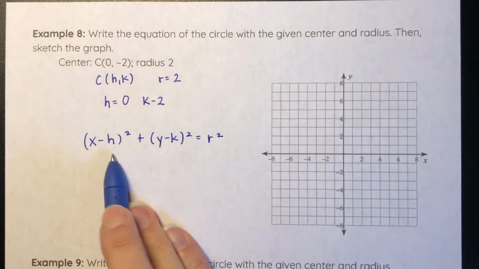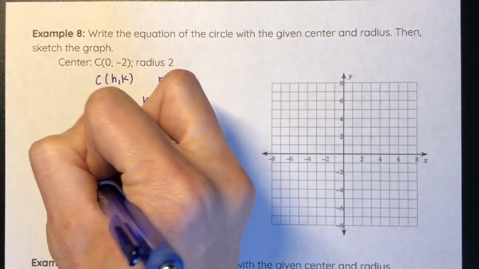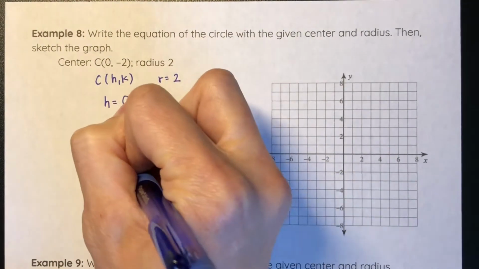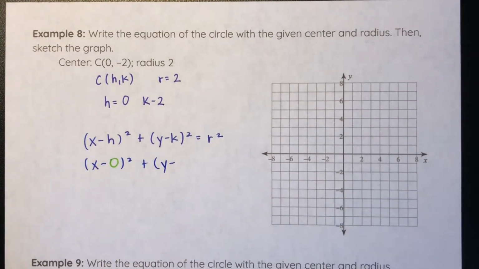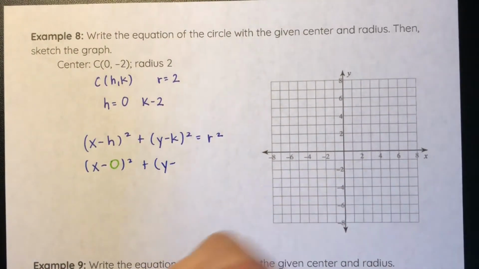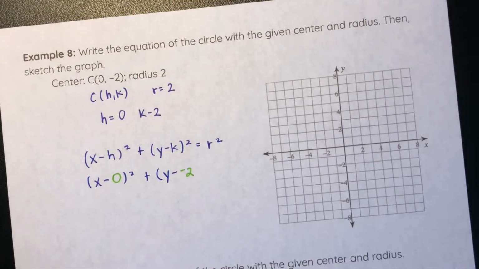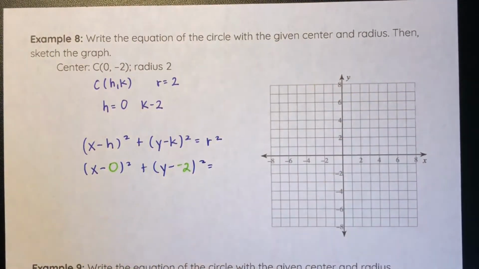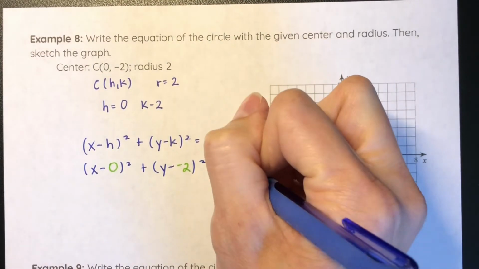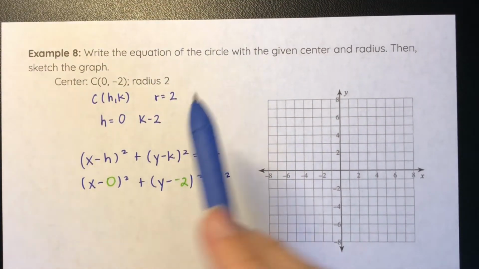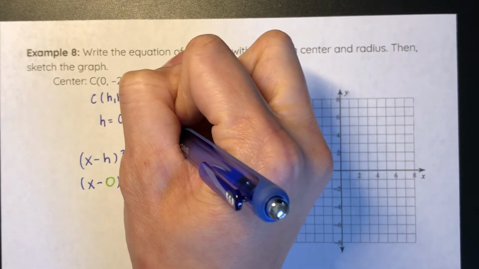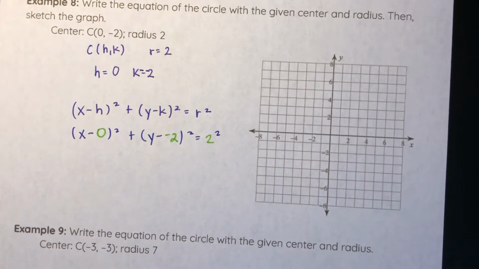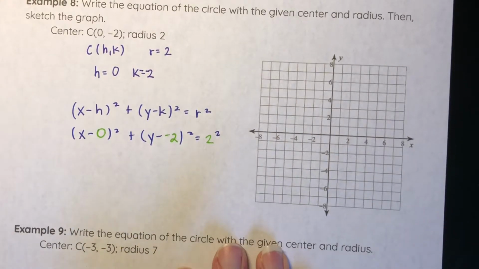So instead of writing h, I'll just replace h with what it is equal to, so replace it with 0. And then I will replace k with negative 2. And r is 2. And I realized when I wrote that, I need to put in an equal sign here. All right. So now all I have to do to finish writing my equation is to simplify this expression.